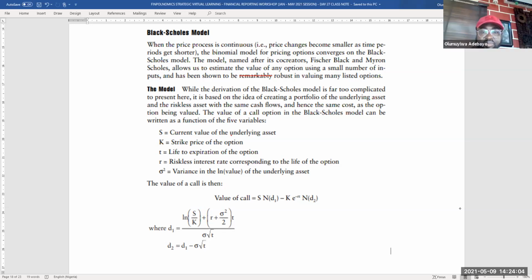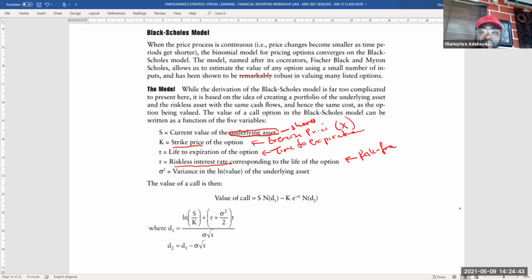Okay. Now, from our own discussion, the underlying asset here is shares, is that not? Our strike price is otherwise known as our exercise price. It is our X, which is also K in this case. Our life to expiration of the option is the time to expiration. Riskless interest rate is what we know in this jurisdiction as the risk-free interest rate. Variance, you know what variance is. It is the variability in the return of the underlying asset, which is the shares.